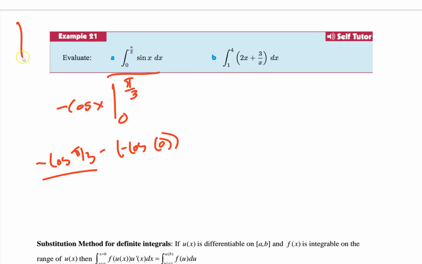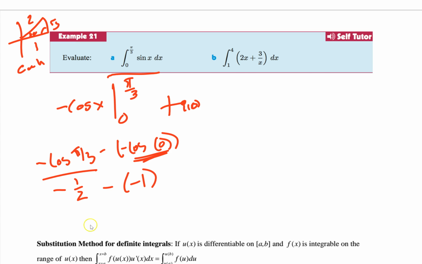Cosine pi over 3, it's 60 degrees, so like this. Root 3, because 60 is big. 1, 2. Cosine's so 1/2. So negative 1/2. Minus negative cosine 0. Cosine 0 is right here. 1, 0. So this is negative 1. Double negatives make a positive. Negative 1/2 plus 1 is just 1/2.